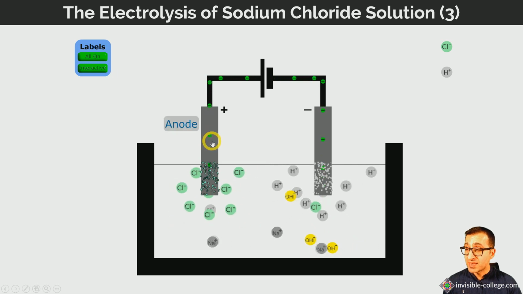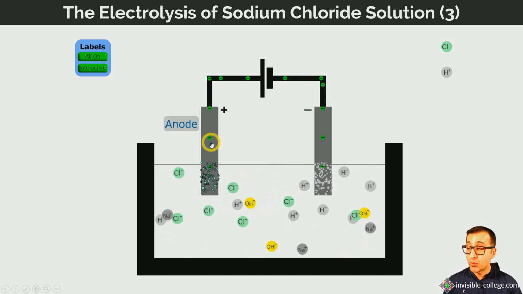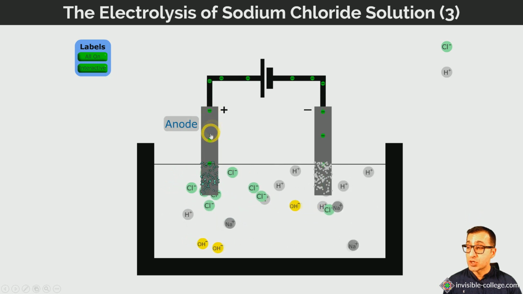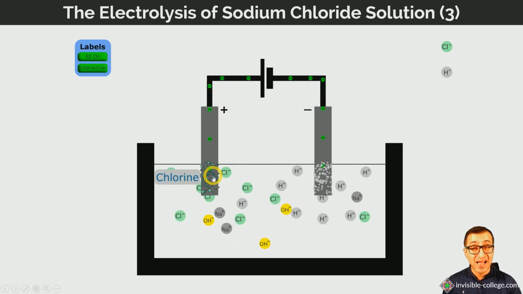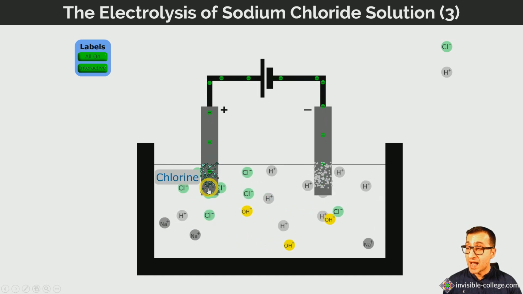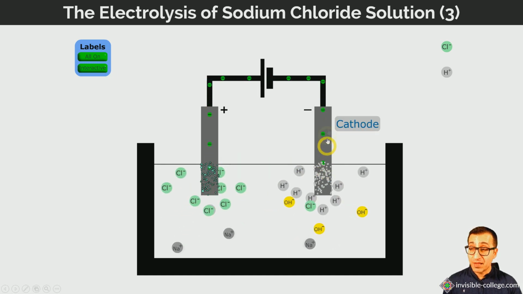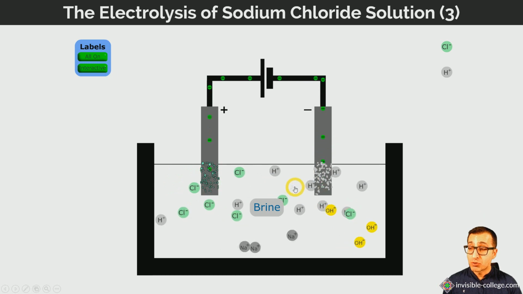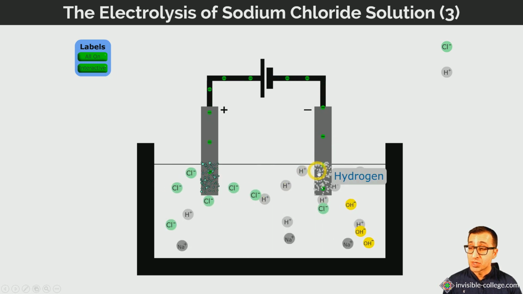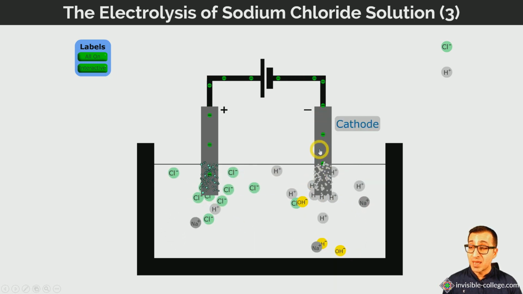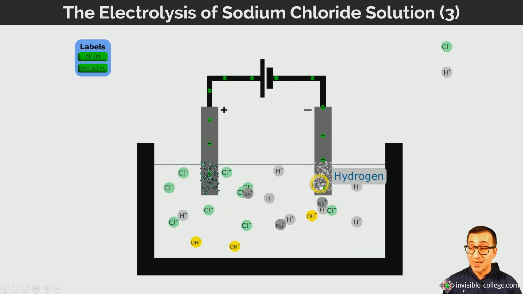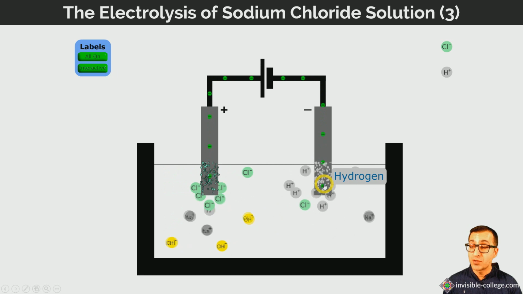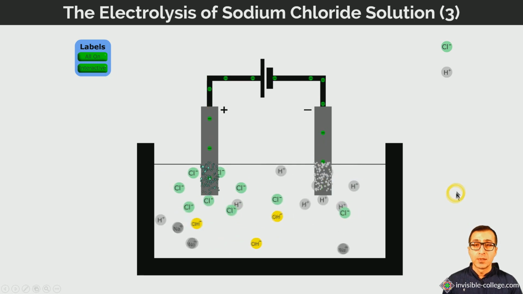At the positive electrode, at the anode, the negatively charged chloride ions, which are attracted to this positively charged electrode, will give up their electrons in pairs to form Cl2 gas, which is given off as bubbles at the anode. At the cathode, at the negative electrode, the hydrogen ions, which have the opposite charge, are attracted to the cathode, and they will accept electrons again in pairs to form H2 hydrogen gas bubbles.